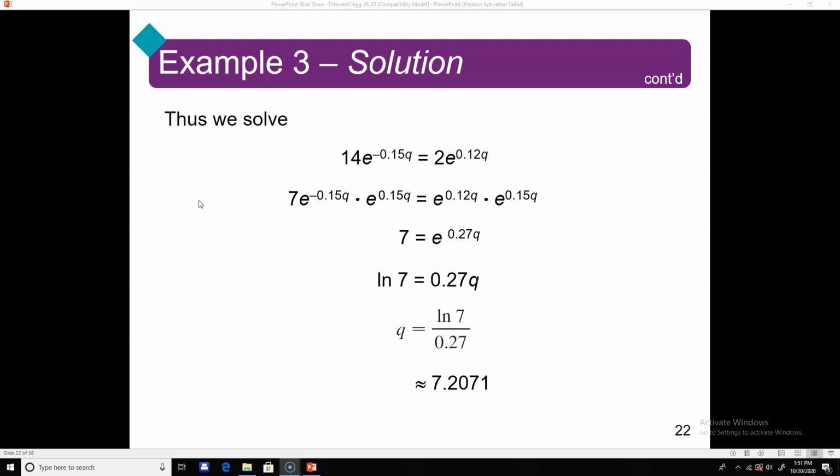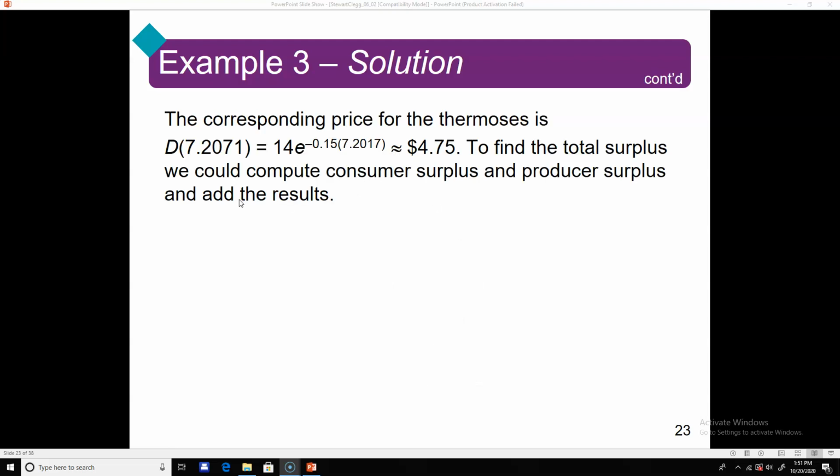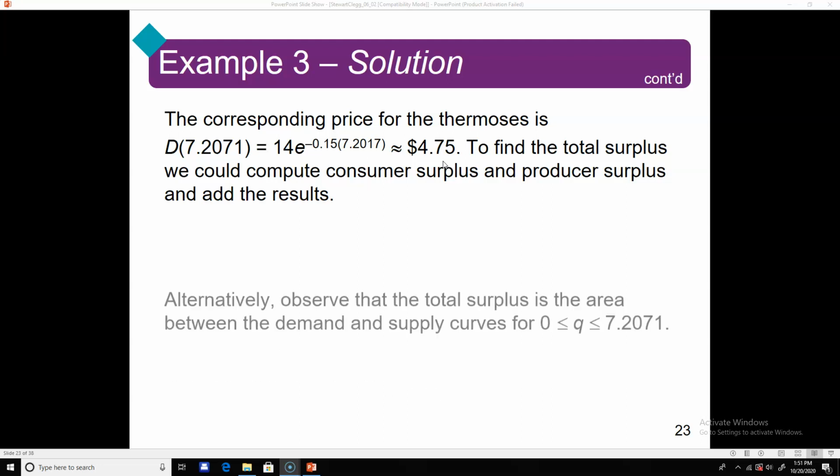And then we also need to figure out the price where they meet. Well, in this case, we don't actually need to know it, because we're just going to take the demand curve and subtract the supply curve. So it is not important for the total surplus to actually know the price of the equilibrium point. We can get away with just knowing the quantity. They plugged it in anyway, so we know, in fact, that the equilibrium price is $4.75, although, as I mentioned, it's not completely crucial in finding the total surplus.